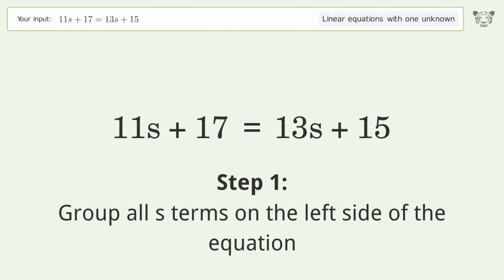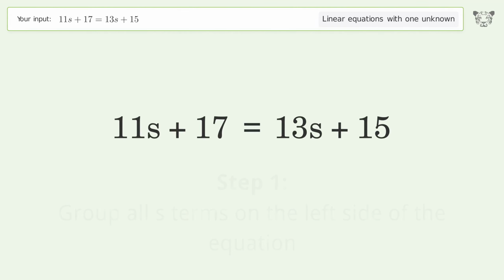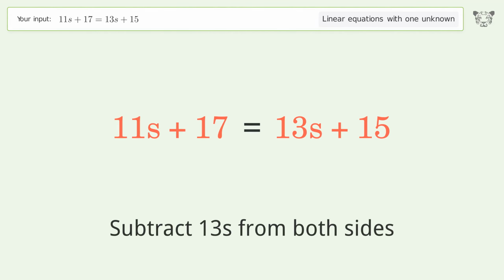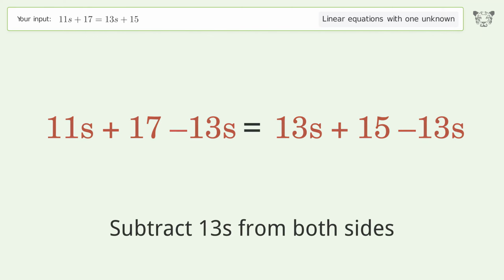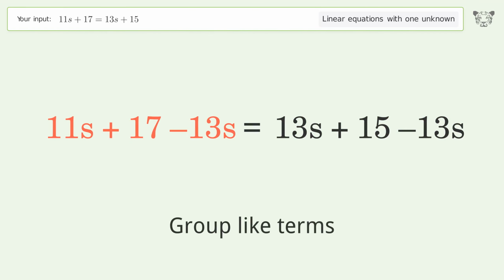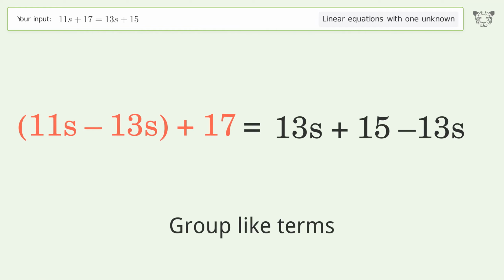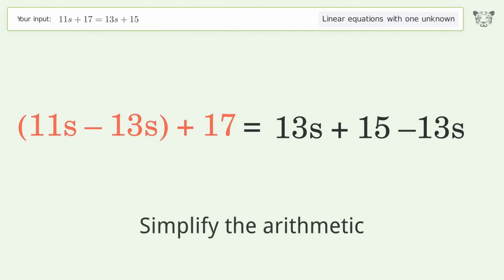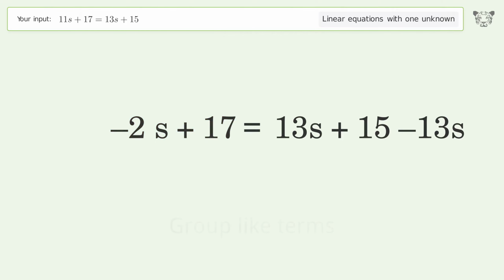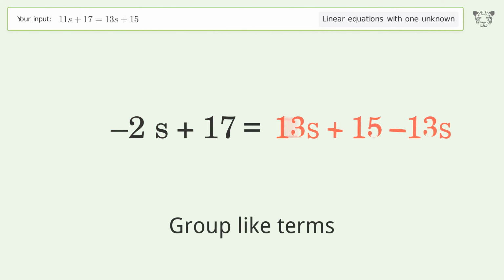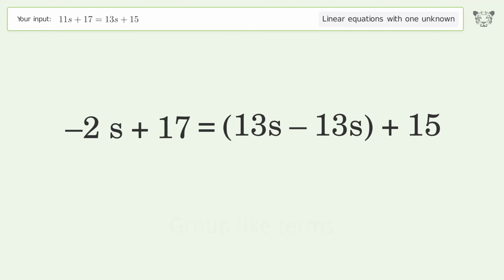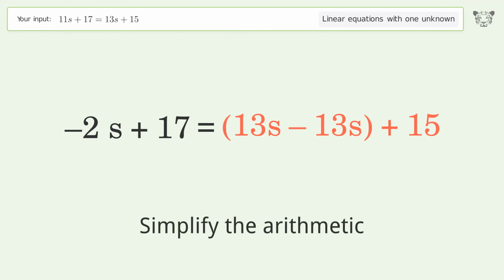Group all s terms on the left side of the equation. Subtract 13s from both sides. Group like terms. Simplify the arithmetic. Group like terms. Simplify the arithmetic.